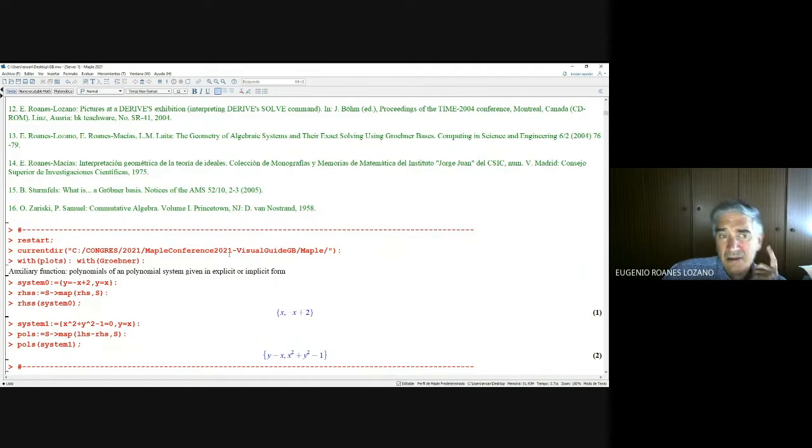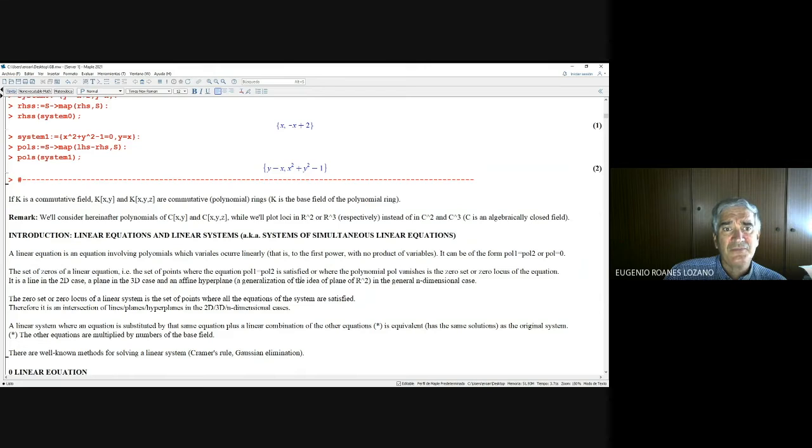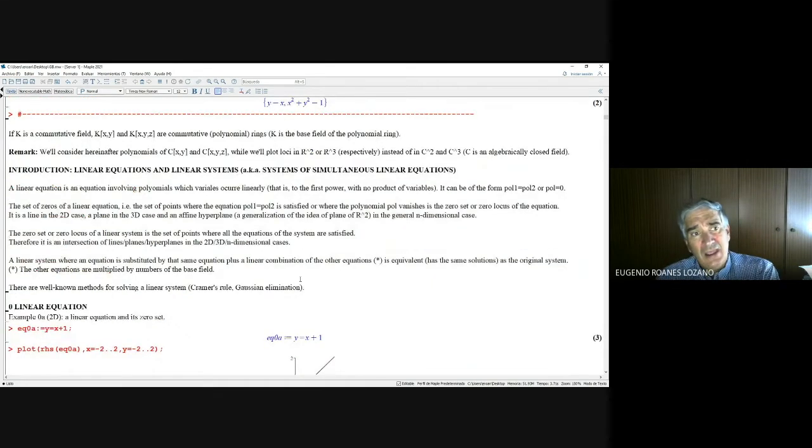We first begin by loading the plots package and the Gröbner basis package and defining a couple of functions that extract from a polynomial system, either given in explicit or implicit form, the polynomials of the system. As a first remark, if K is a commutative field, K of x,y or K of x,y,z are commutative polynomial rings.